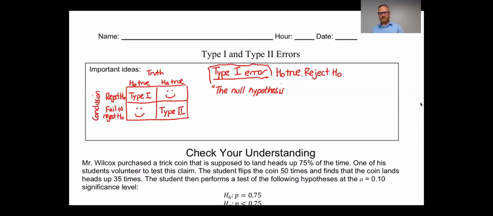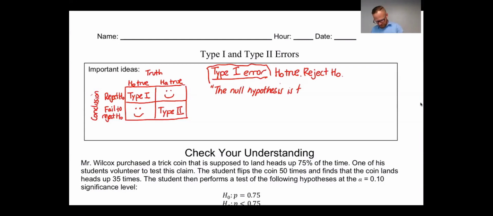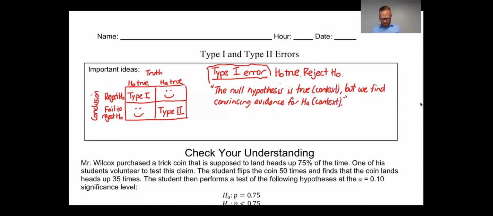So you would say this in context, right? The null hypothesis is true, but in the context of the problem. But we have made an error here. And the error is that we reject the null, which means that we find convincing evidence for the alternative. So we're going to say, but we find convincing evidence for HA. And of course, this is where we could insert the context of that particular scenario there. So that's how you would interpret a type 1 error.